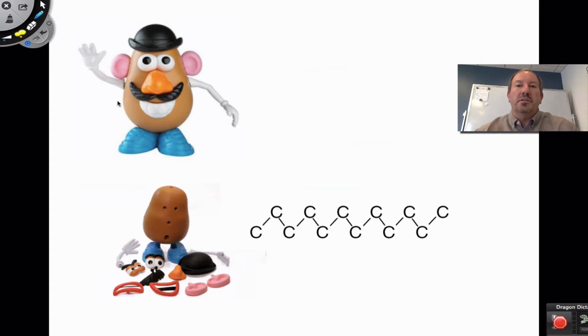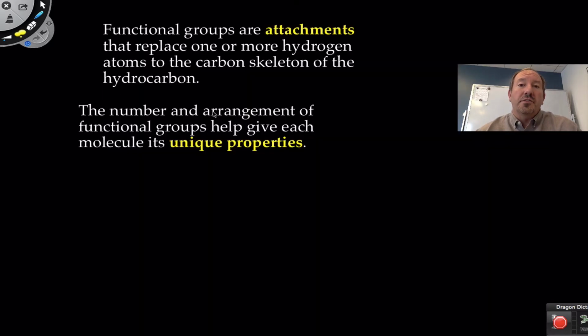And so this is a discussion of the various functional groups that are significant in biological sciences. Again, they're the attachments, and they replace hydrogen atoms on the carbon skeleton. Now, the skeleton could be a straight chain, or it could be cyclic, or it could be branching, whatever the case may be, but it gives it its unique properties.